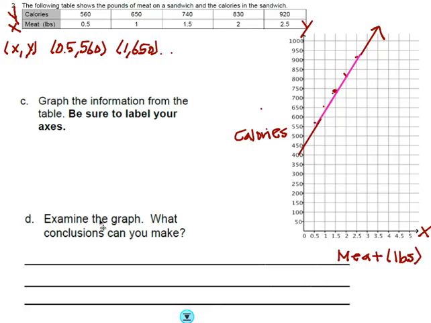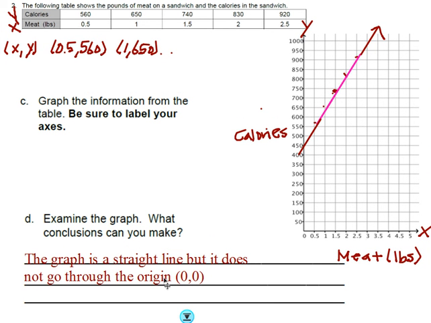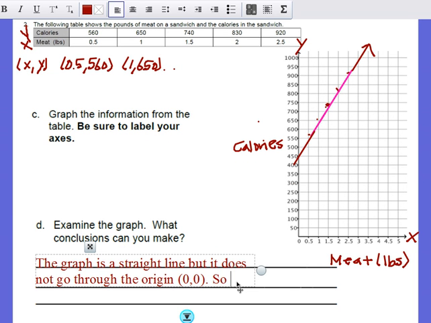Part D tells us to look at the graph, examine the graph, and what conclusion can you make? What do you notice about this graph? Yes, it is a straight line, but what else you notice is that it does not go through the origin. And so if it does not go through the origin, you can say this is not a proportional relationship. It's not proportional because it's straight, but it does not go through the origin. That's the end of problem number 2.